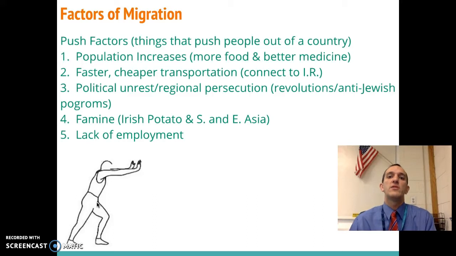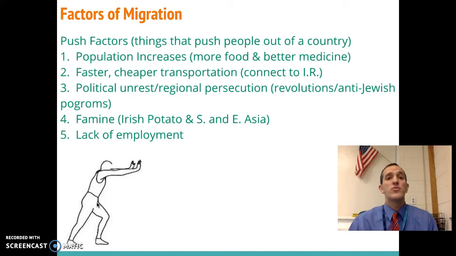So a lot of people in Ireland are starving. Because of this Irish potato famine, a lot of Irish people are going to leave, mainly to the United States. We also have issues of famine in South Asia, India, and East Asia, specifically China. So people are starving, so they think, if I go somewhere else, I have a better opportunity for myself, maybe my family, maybe the younger kids who are in their late teens, early 20s are going to go.